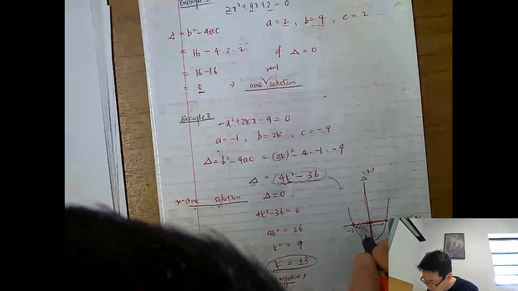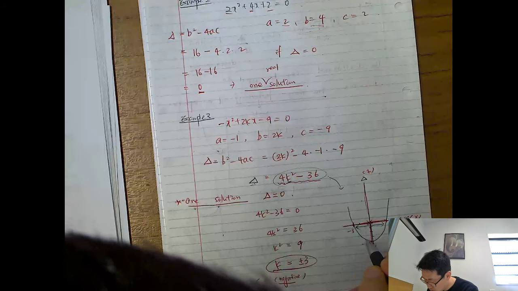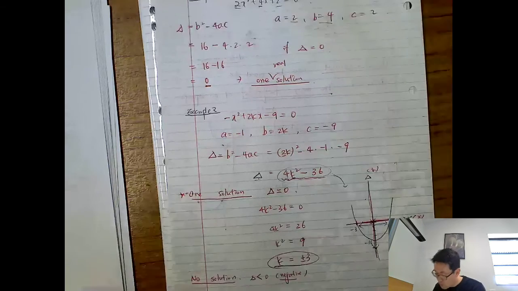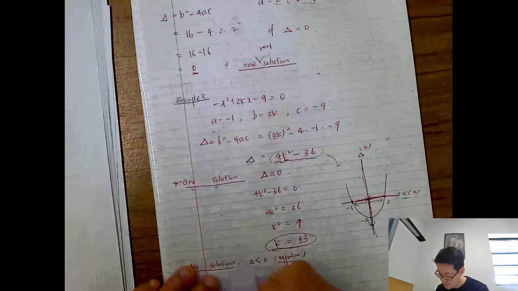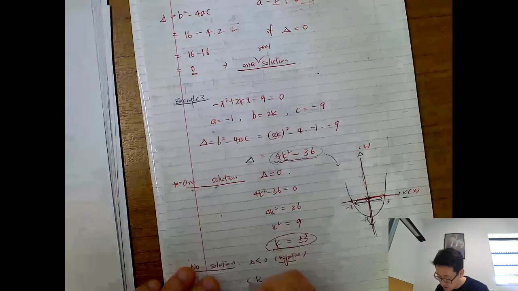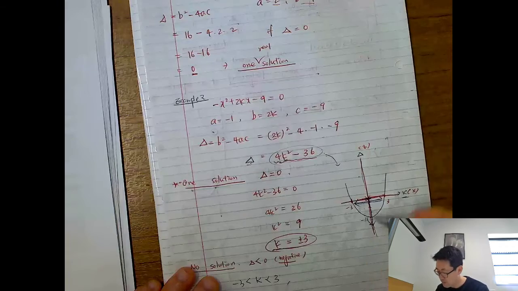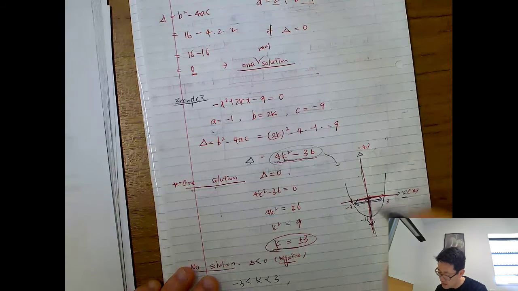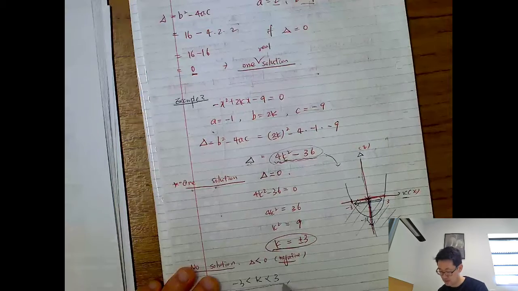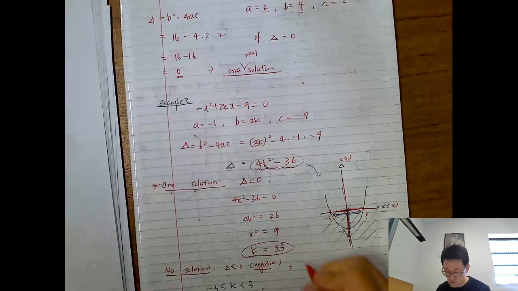When k is minus 2, we got a negative value. Minus 1, negative value, 0, negative value. So when k is between minus 3 and 3, the discriminant is a negative value, this negative part. Sounds okay?